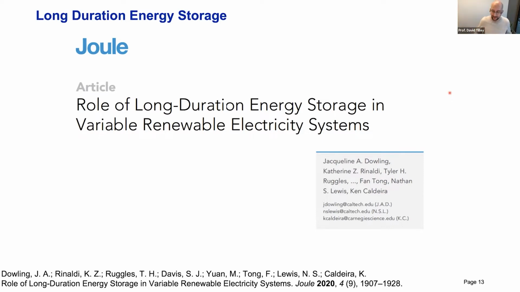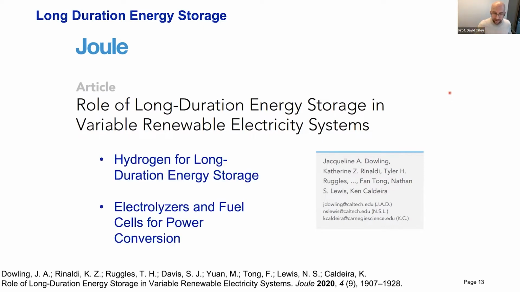What the authors did here was that they use batteries for day-night cycles, and then they use hydrogen for long duration energy storage. And so they make the hydrogen by electrolysis. You have photovoltaics that generate electricity, and then you run electrolyzers and make hydrogen. You can store the hydrogen, and then when you need it, you can put the hydrogen into a fuel cell and get the power back.